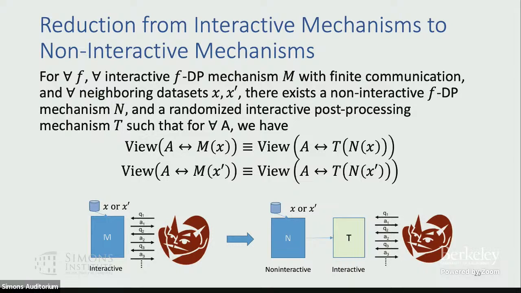So how to understand this theorem? We can look at this picture. This theorem says any interactive mechanism M can be decomposed into a non-interactive mechanism N, which takes the data set as the input, and then produces an answer sent to a post-processing function, T. And this post-processing function does not take the data set as the input. It only takes the output of N of X as the input, and then interacts with the adversary just as M does. That's why we call it an interactive post-processing function, but it does not take any database as an input. So basically, T simulates all the answers just based on N of X.